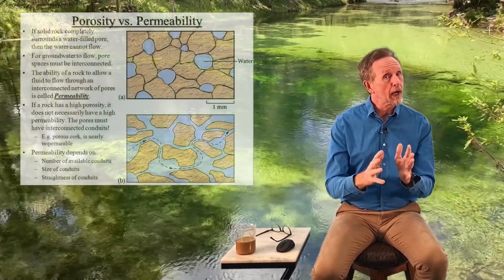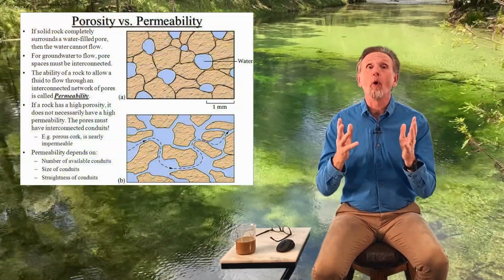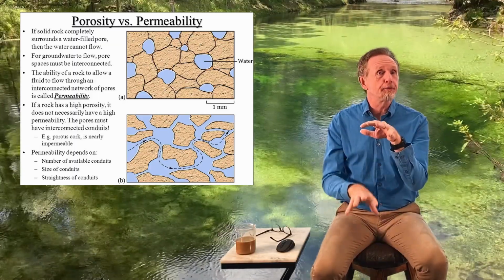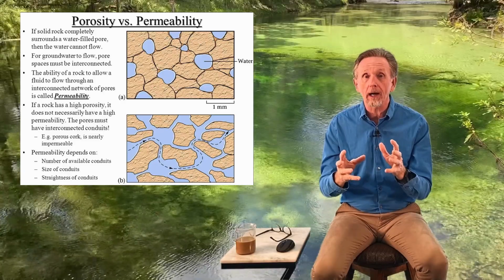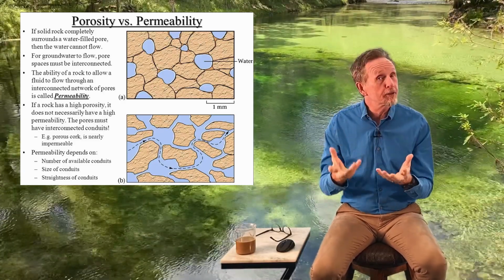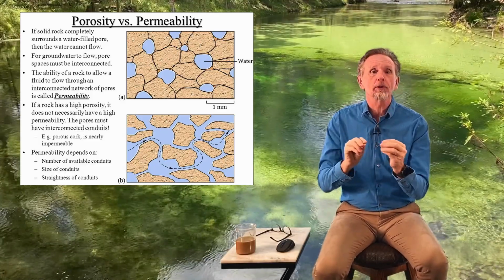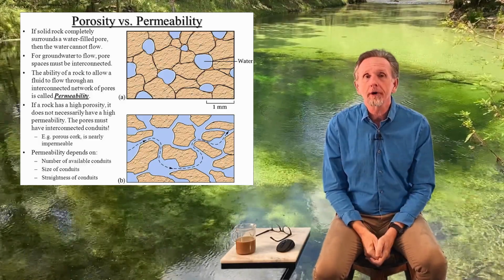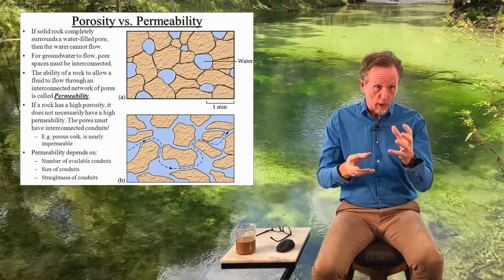Two different terms we're going to talk about: porosity and permeability. Porosity, porous, means something can flow through it. It's the percentage of the total volume of a rock that consists of open spaces. So something is porous like a sponge is porous. It has pores in it, right? Little holes, little gaps.